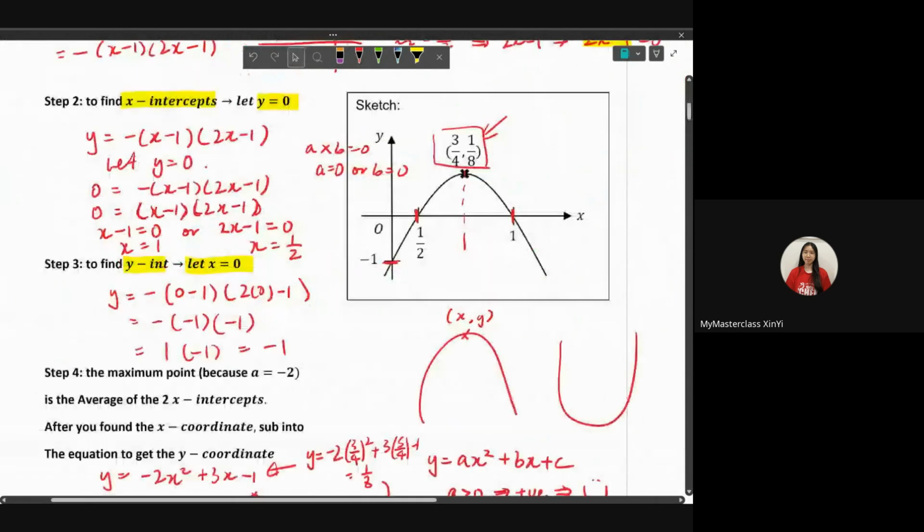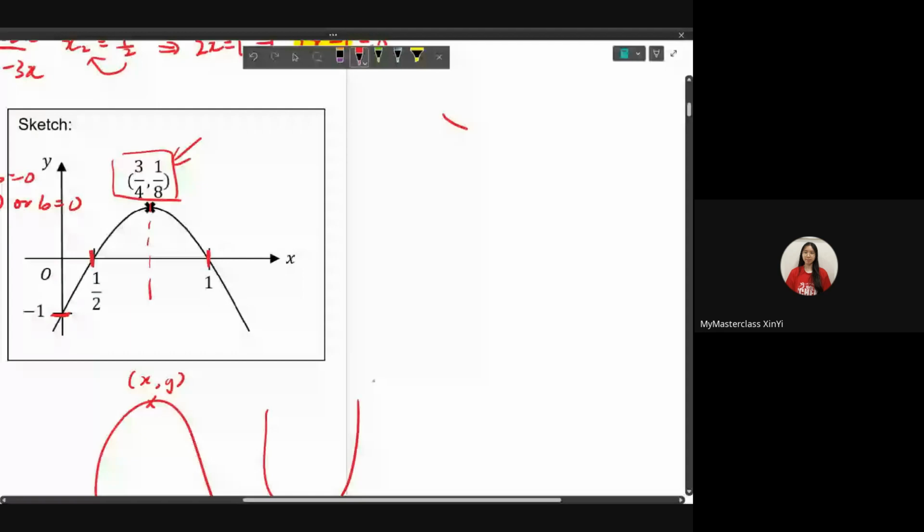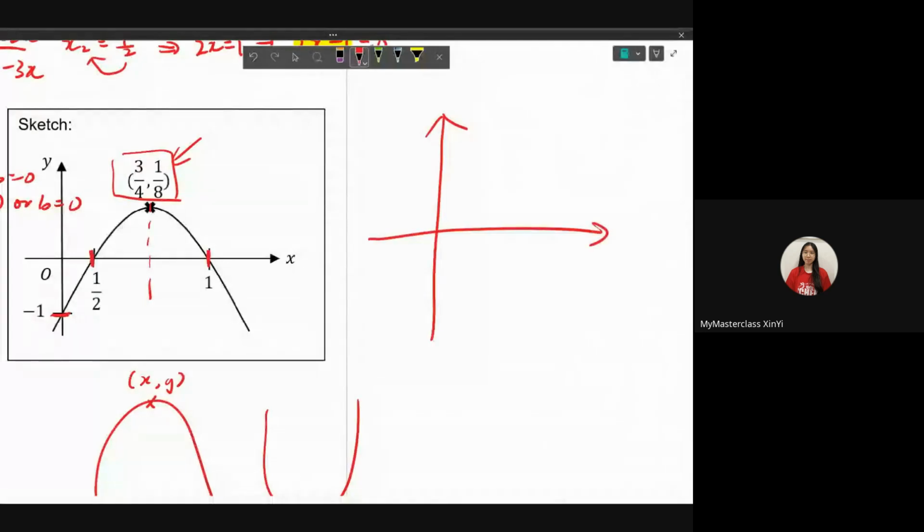So that's why your ultimate graph looks like this. How you will do this is, first, once you found all your x and y intercepts, write them down. Here is your half, here is your 1, and then your negative 1 is somewhere here, on your x and y axis. Then you know your graph is a maximum graph, so an N shape. Your maximum point should be in the middle. So find where your maximum point is first. You get (3/4, 1/8) here. Then you link this all up. Because it is an N-shaped curve, where this is your highest point, you're going to draw something like that. So that's how you sketch a graph.